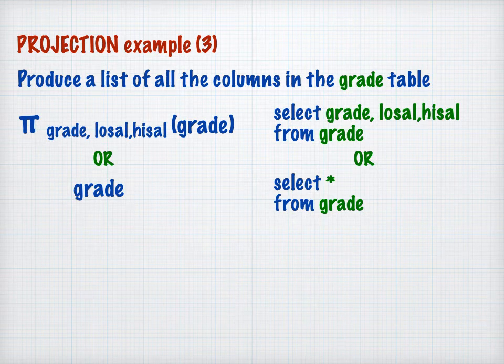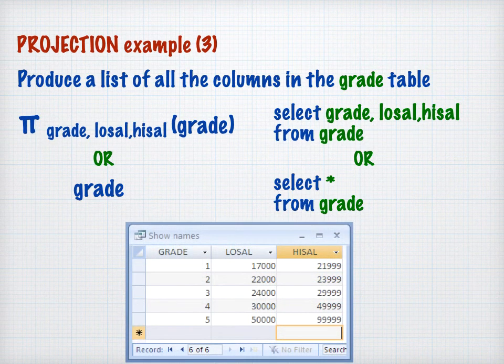How do we do it in SQL? Well, we would go select grade, comma, low cell, comma, high cell from grade. But in fact, the nice thing is that there's a shortcut, which is the little asterisk. And what that does is that says, show me all the columns from the table. And if you were to do that and run that, it would show you this.